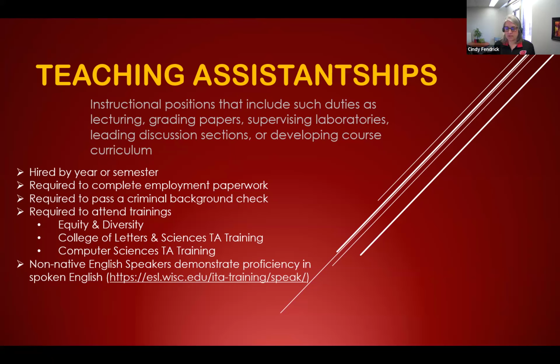Prior to that, you will get electronic information that you will have to agree to pass a criminal background check. This is a university-wide requirement. And then once you get here on August 19th, you will start to participate in some of our training. So we have department computer science TA training, we have college training that you will attend, and then throughout the fall semester, you will attend a workshop on equity and diversity.